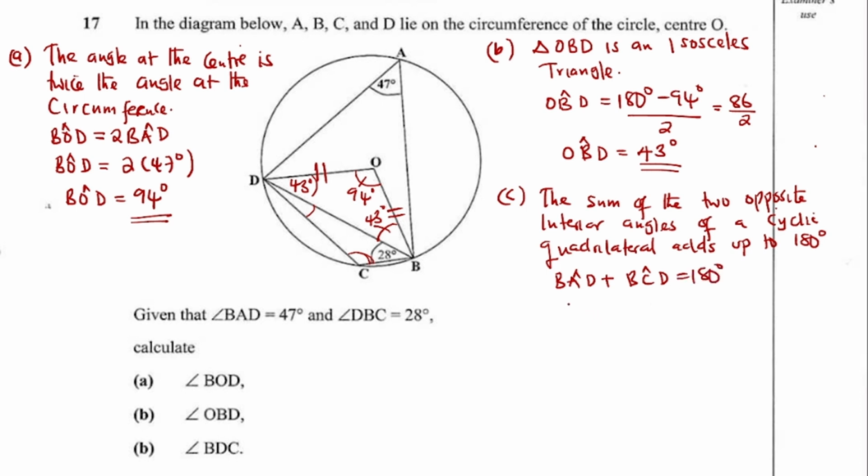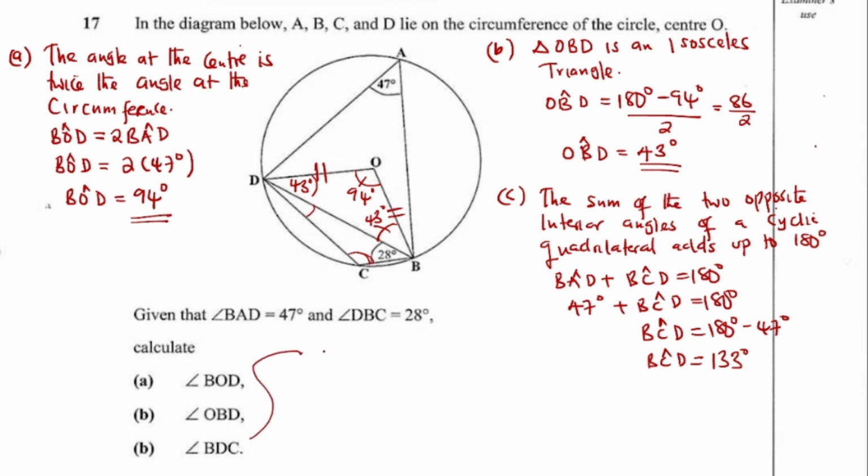Okay, so at A there we've got 47, then BCD will be equal to 180. When the 47 crosses the equal sign, our BCD will be equal to 180 degrees minus 47. So BCD will be equal to 180 minus 47. That is going to give us 133 degrees.